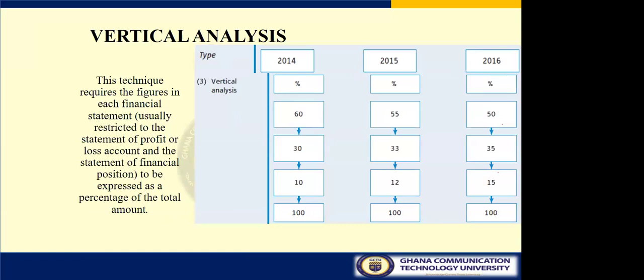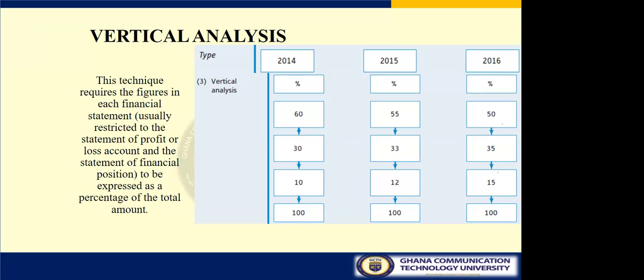And with the vertical analysis, you are not comparing years, but you are comparing the items within the same year. So this technique requires the figure in each financial statement, usually restricted to the statement of profit or loss account and the statement of financial position, to be expressed as a percent of the total amount.